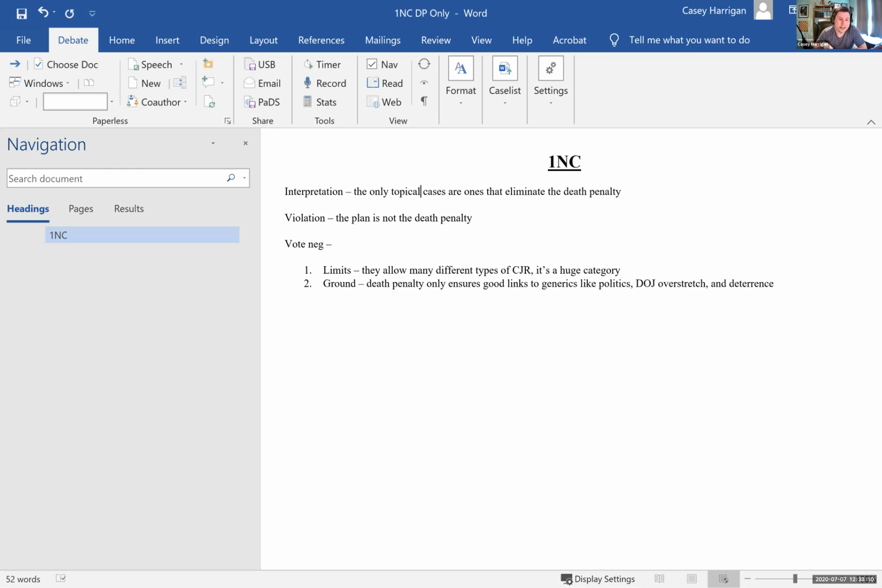That is true. Let's say they were to read this interpretation where they say the only topical cases are the ones that eliminate the death penalty. Then next debate, you read the death penalty. That's your AFF. Then the negative says our interpretation, the only topical cases are the ones that restrict search and seizure by the police. It's more limiting because it eliminates all other types of criminal justice reform, and the AFF interpretation includes the death penalty but also a whole bunch of other stuff. So exactly, they change the goalposts, and they're always going to be able to exclude your case.